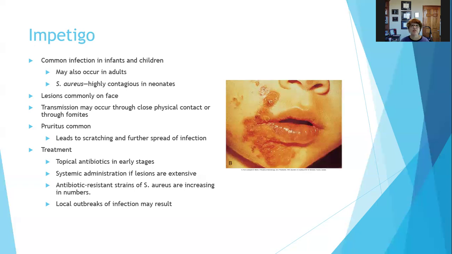Antibiotic-resistant strains of Staphylococcus aureus are increasing in numbers, and the last I read, more than 25% of the community has methicillin antibiotic resistant Staphylococcus aureus as their normal flora. So that's a big problem. You can get local outbreaks of infection, especially like say the kid goes to kindergarten, they share toys and stuff with other kids, and then other kids get it. So it's highly infectious.